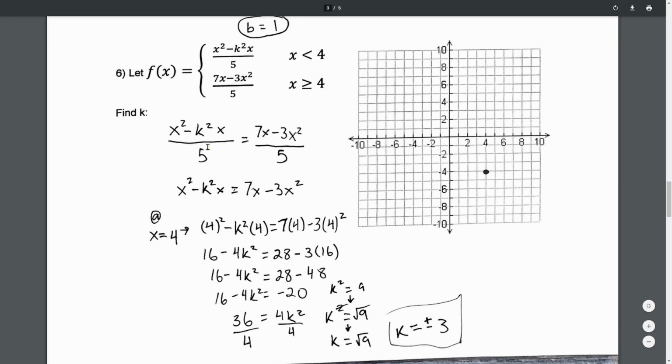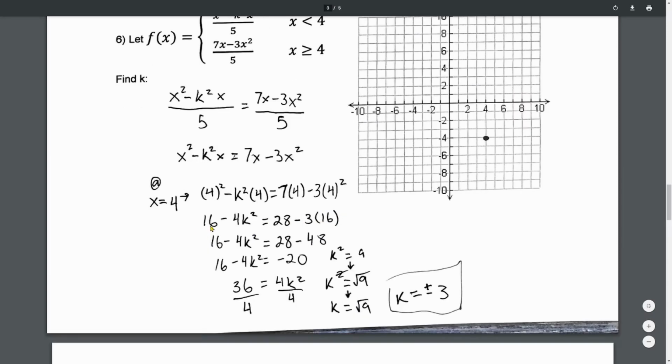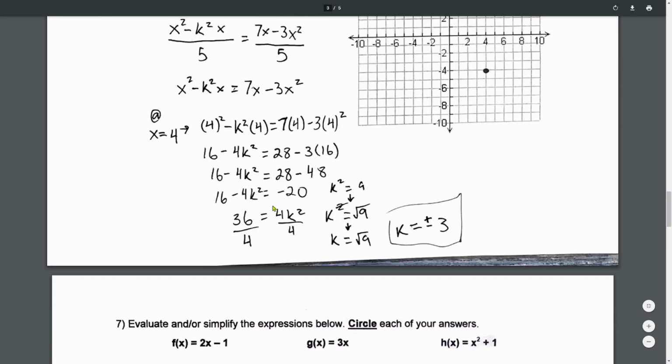Since we're dividing by 5 on both sides, we can just get rid of that, and we can simplify it down to x squared minus k squared times x equals 7x minus 3x squared. So next, let's plug in our x value of 4. We have 4 squared minus k squared times 4 equals 7 times 4 minus 3 times 4 squared. So you go ahead and do the math. We have 16 minus 4k squared equals 28 minus 3 times 16.